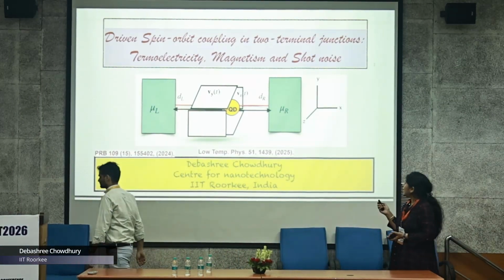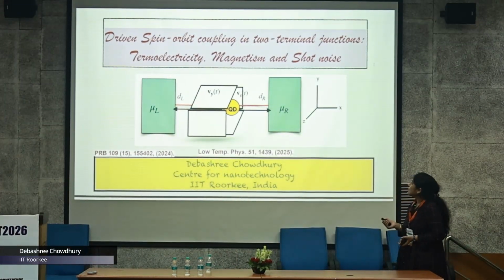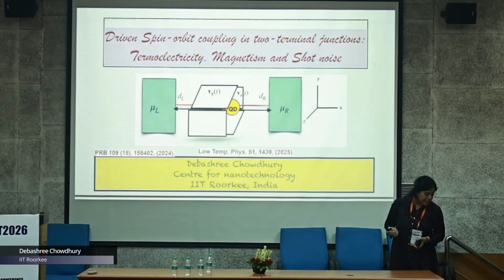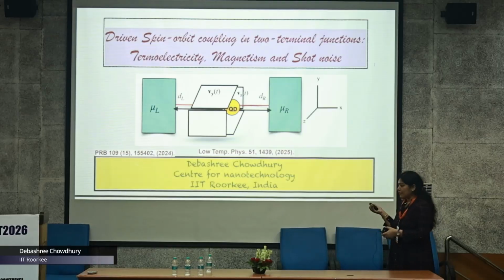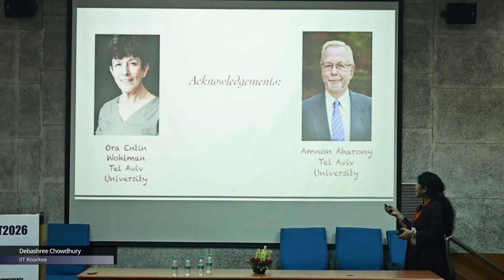When some kind of driving is here, and what happens for a two-terminal junction. What is that and what these mean? So I would talk in the next or so.